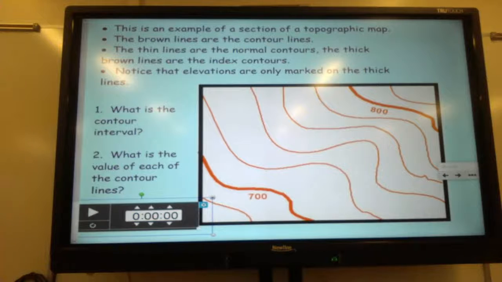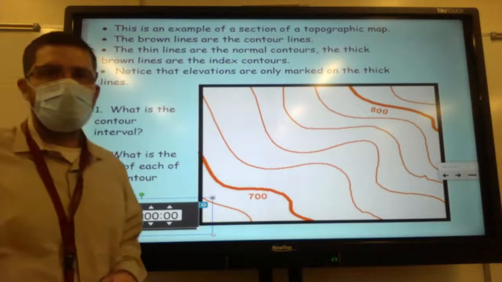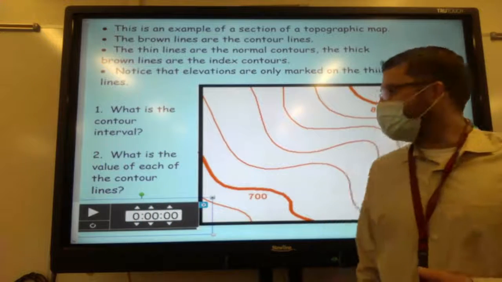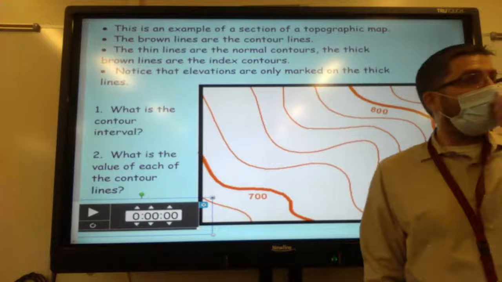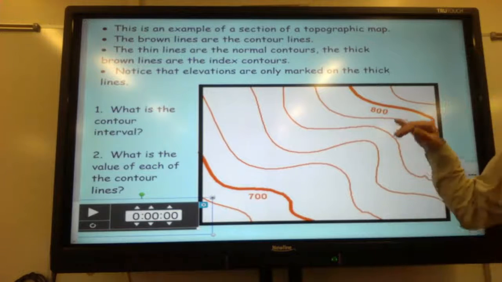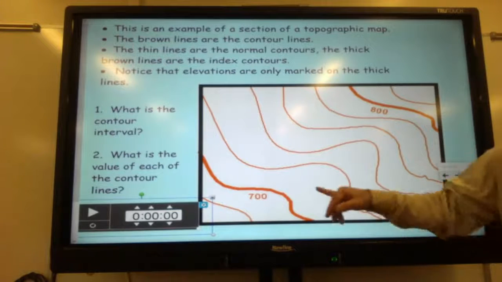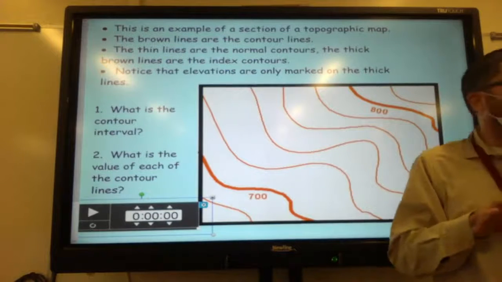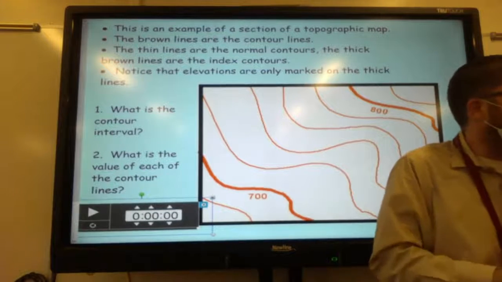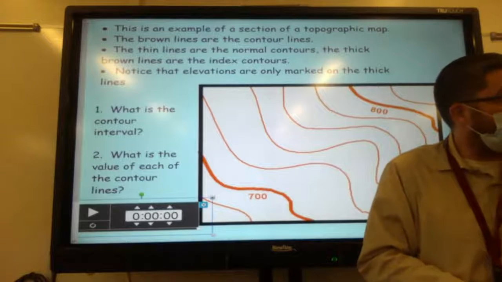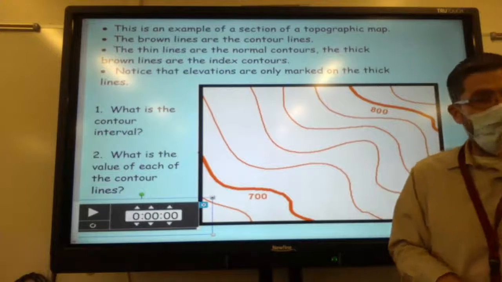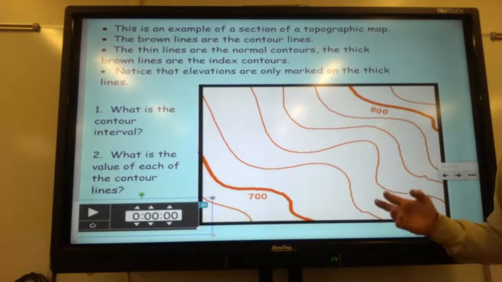All right, so what is the contour interval of this map? Erica says 20. Okay, so what you did is you had to find 2 index contours. We have one here, 700. We have one here at 800. What you do next is you subtract those 2 numbers. That gives me 100, right? Then I divide by 5. 100 divided by 5 is 20.